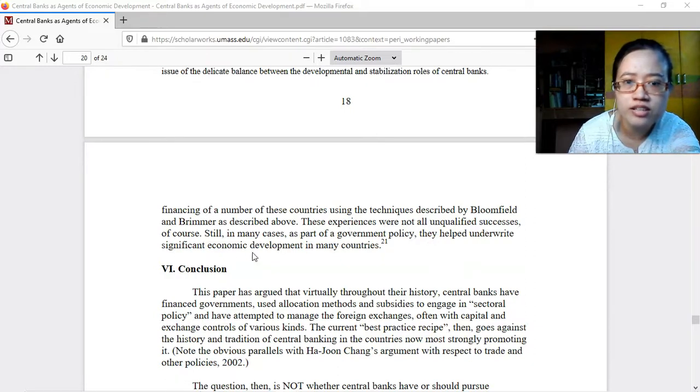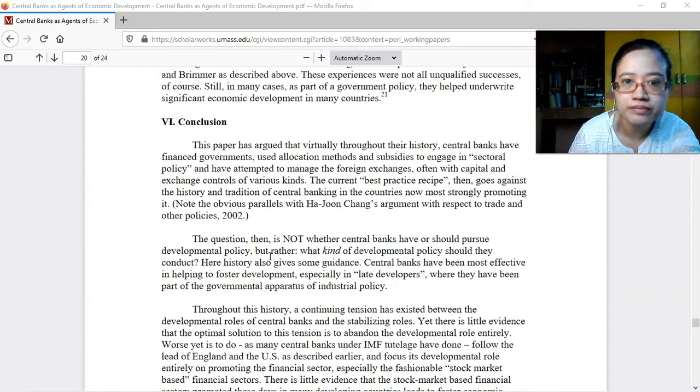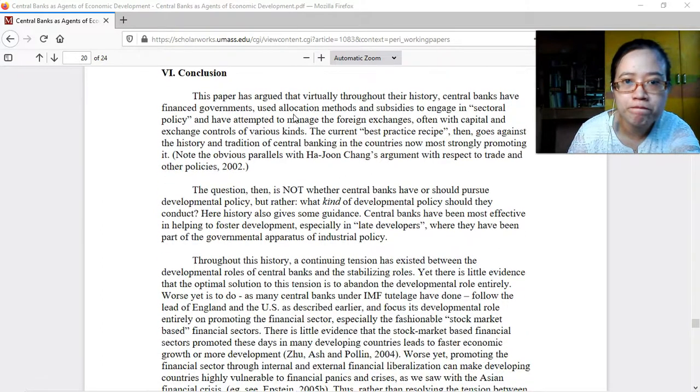Experiences were not all unqualified successes. Still, in many cases, a part of government policy helped underwrite significant economic development in many countries. Okay. So for the conclusion, it has been argued that virtually throughout history, central banks have financed governments, used allocation methods and subsidies to engage in sectoral policy, and have attempted to manage the foreign exchanges, often with capital and exchange controls of various kinds. The current best practice recipe then goes against the history and tradition of central banking in the countries now most strongly promoting it.